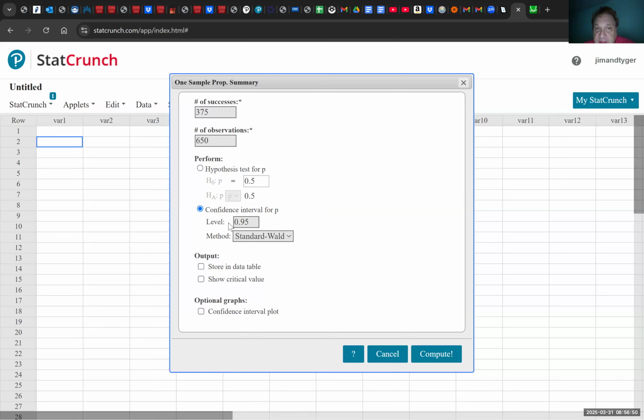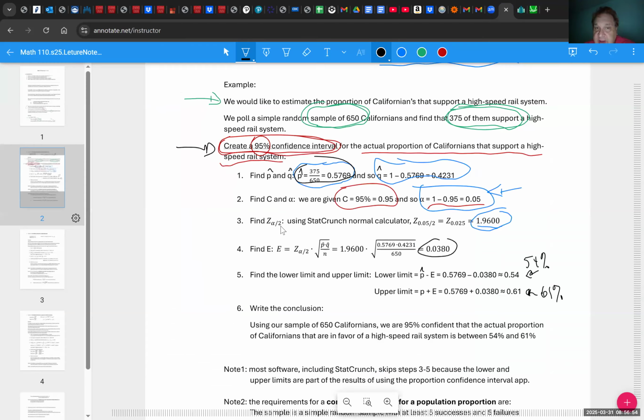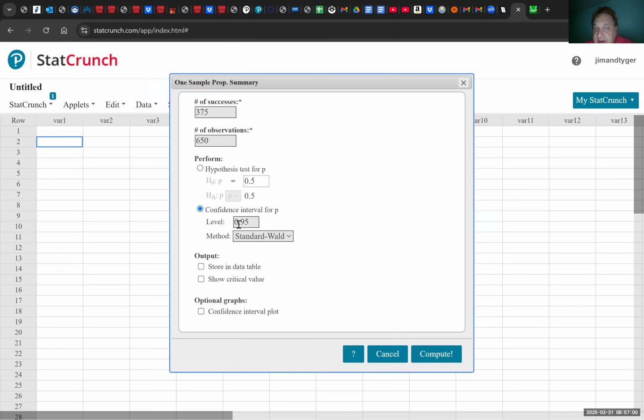We need to have the level of confidence. And for this problem, it was a 95% confidence interval, 95 right there. So we just have to make sure that it says 95 and actually defaults to 95. That's kind of nice. And that's it. We don't need to change anything else. And we're going to hit compute.